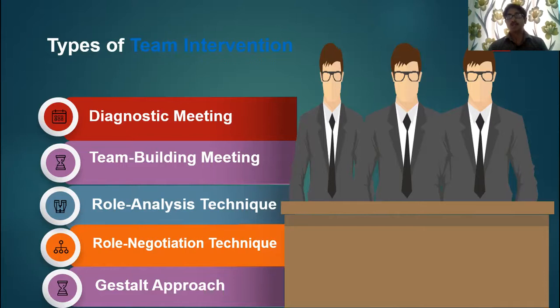Role negotiation technique: once these things have been done, once the analysis has been done, now it's time for us to negotiate the role. There is also a set of techniques. Next part is the Gestalt approach. This is basically an area of applied psychology. Various applied psychology methods are used. This approach actually talks about the comprehensive team dimension.